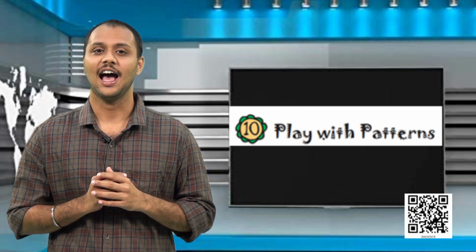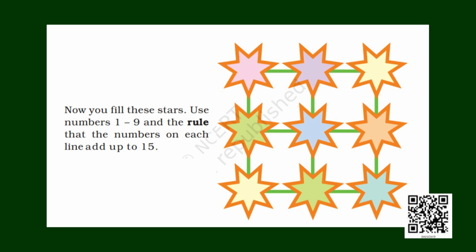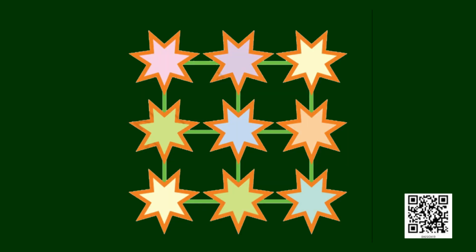Let us try. I will give you a square of these stars. Let us arrange the numbers from 1 to 9 such that however you add along the line and this horizontal line, we will get only the sum 15. Let us see how to arrange them. Observe these squares of stars.